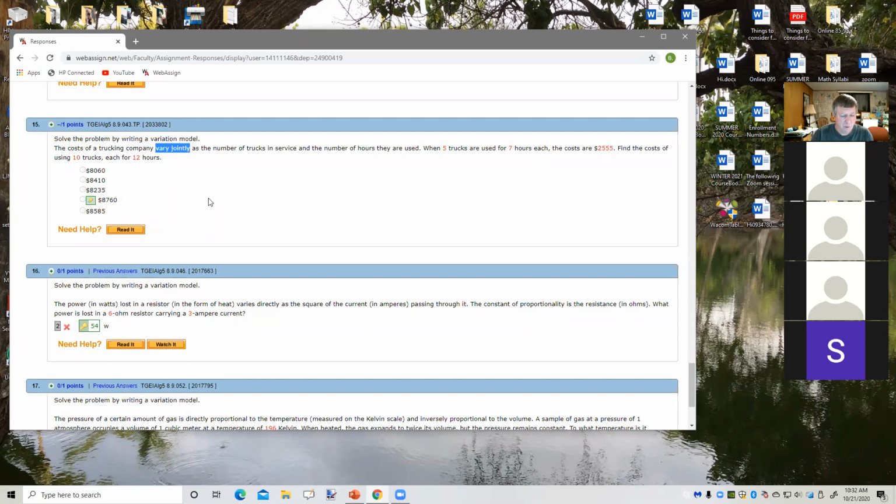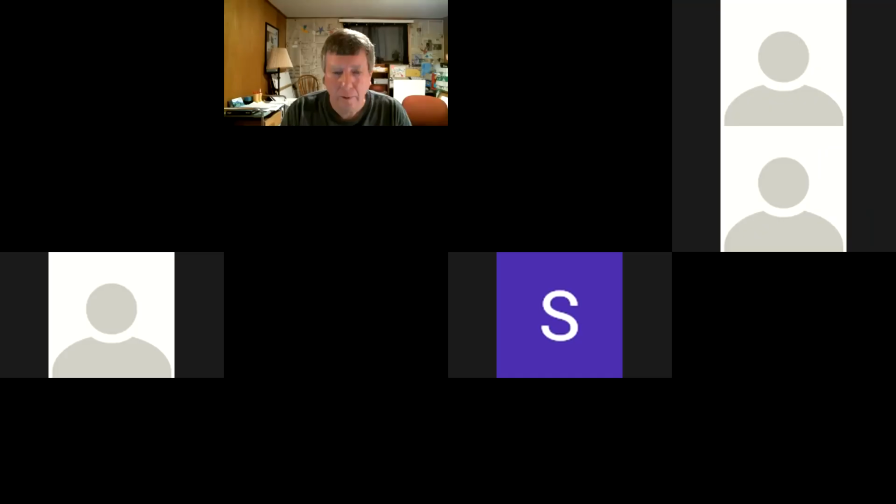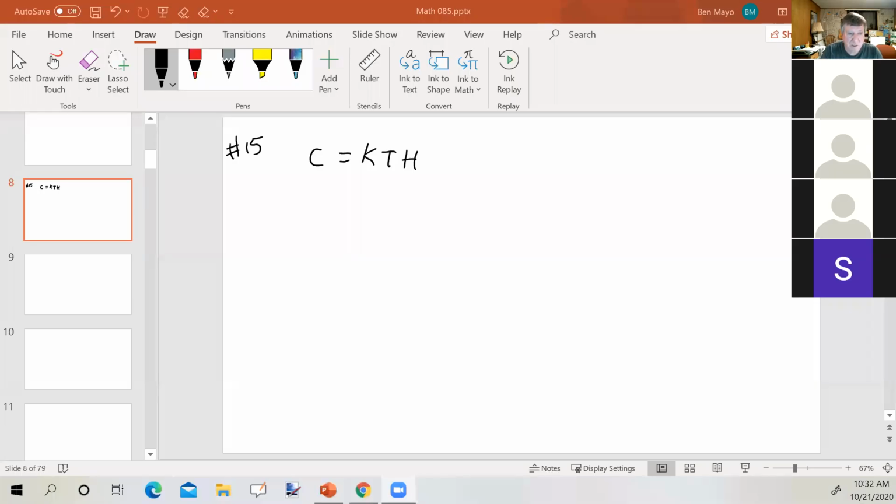So the cost, C, equals K. Remember the variation constant, rarely mentioned, but always there. Vary jointly as the number of trucks, so I'm going to use T for trucks and the number of hours they are used, H. So from that, I'm going to get C equals KTH. I'll switch screens here. Cost varies jointly as the number of trucks in service, T, and the number of hours, H, and then K, of course, is present, as I mentioned.